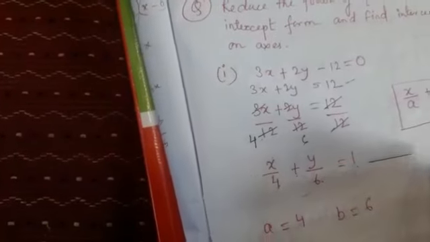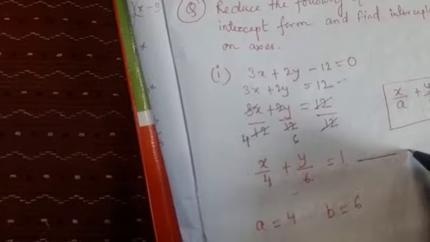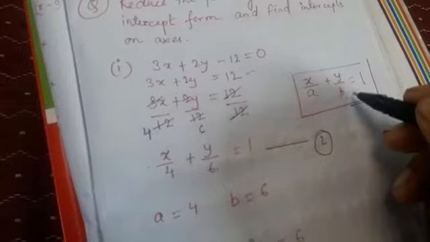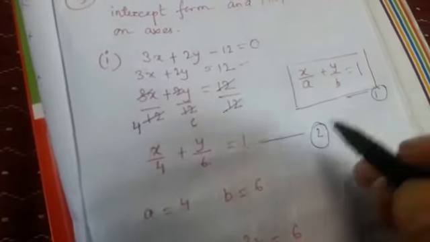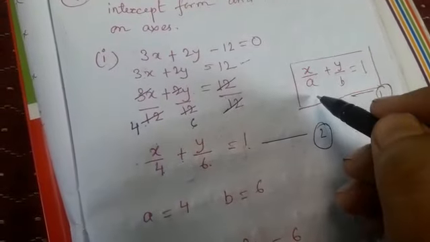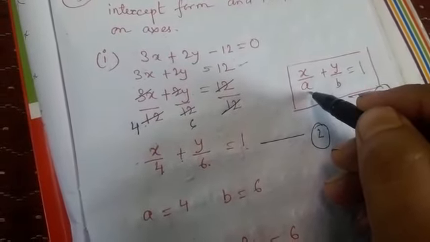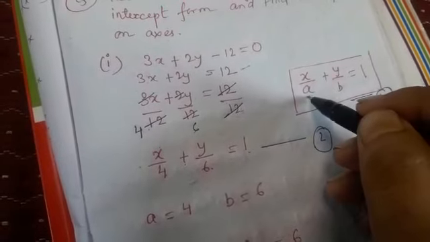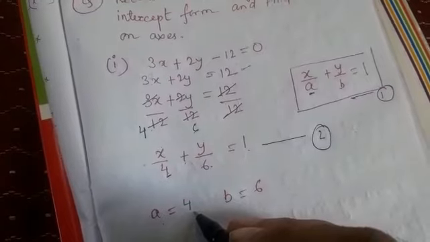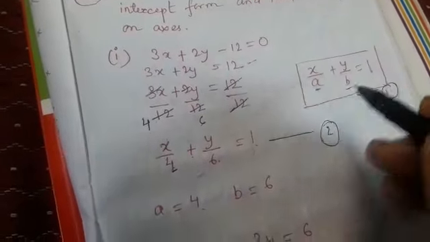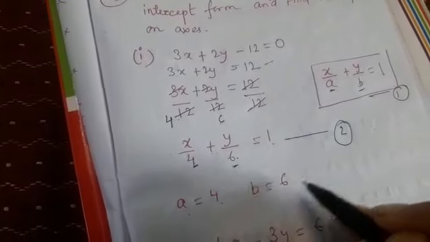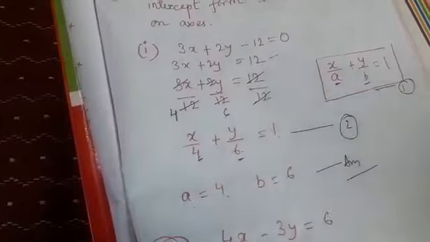So if you name this equation as 2 and the general equation as 1, this is the general equation in intercept form. By comparing equations 1 and 2, you can say A, the x-intercept, is 4. So A equal to 4, that is your x-intercept is 4, and your B, that is the y-intercept, is 6. So this is your required answer.